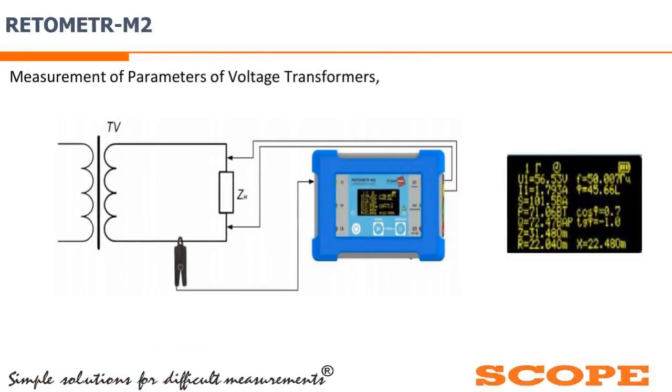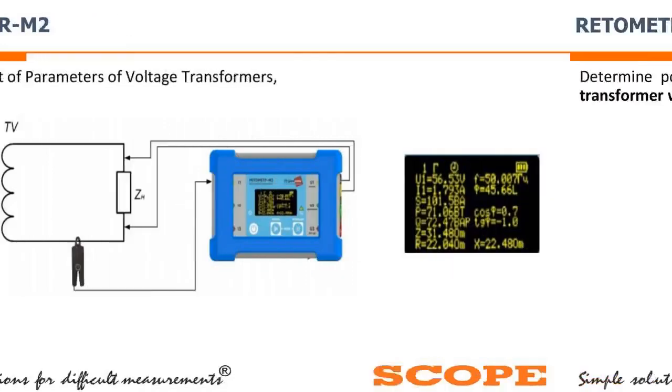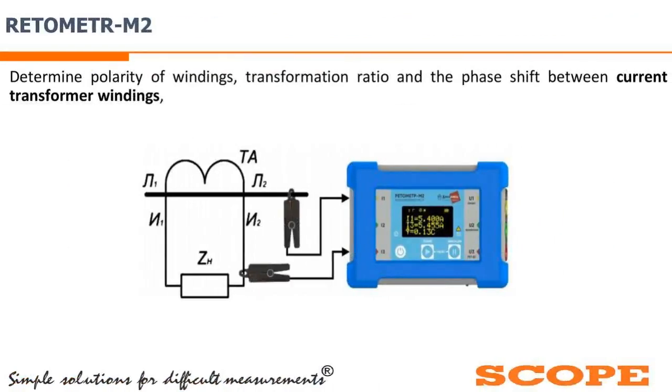Similarly, for measurement parameters of the voltage transformer, we get active power, reactive power and apparent power with the help of the Ratometer M2. The Ratometer M2 can also find the polarity of the current transformer, the transformation ratio, and the phase shift between current transformer windings.